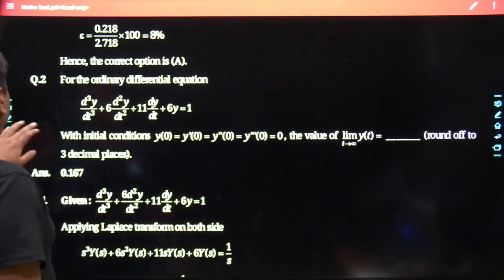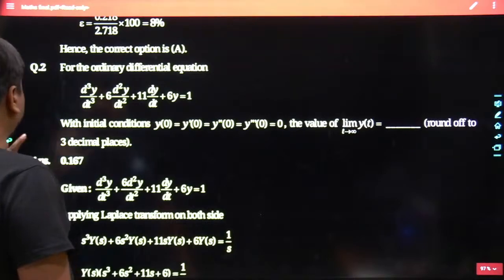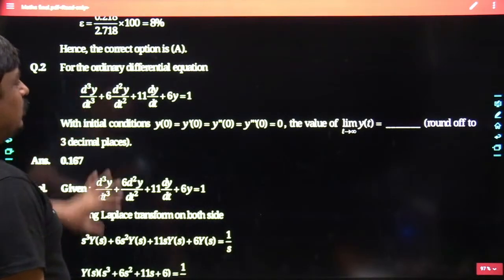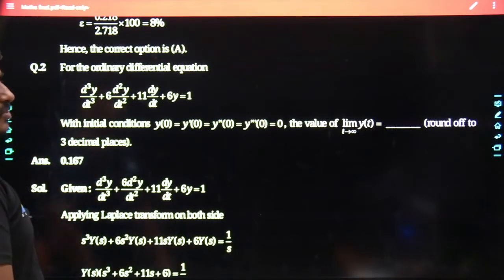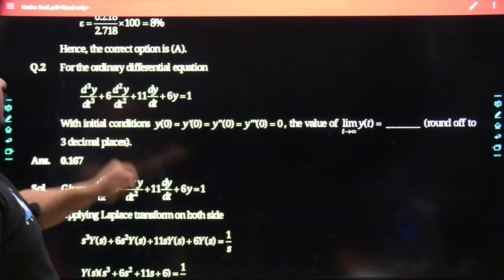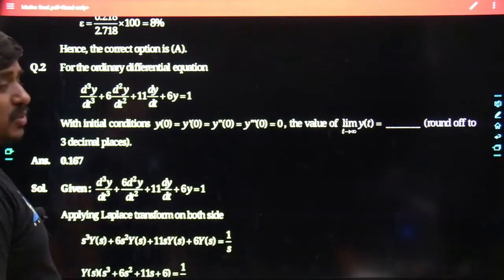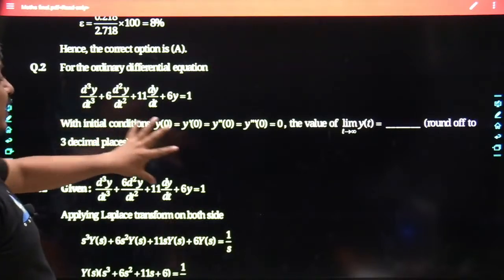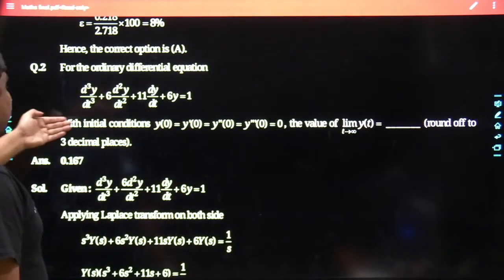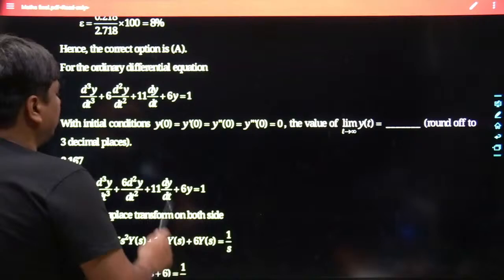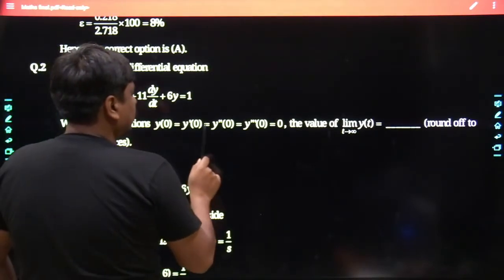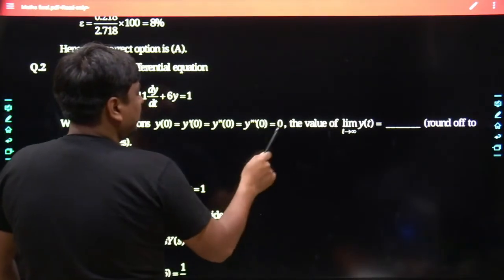In the same sequence, we are going to take the next question. Yes, it is a well-designed problem, and we are going to smash this problem right here. See what this problem states. For the ordinary differential equation, yes, it is an ordinary differential equation because all of the derivatives are in ordinary form. With the initial conditions given as y(0) = y'(0) = y''(0) = y'''(0) = 0.